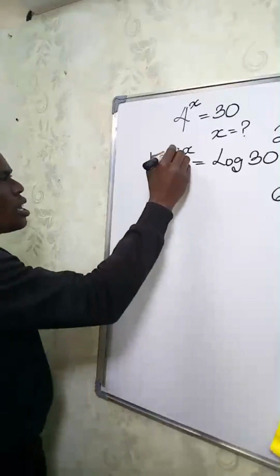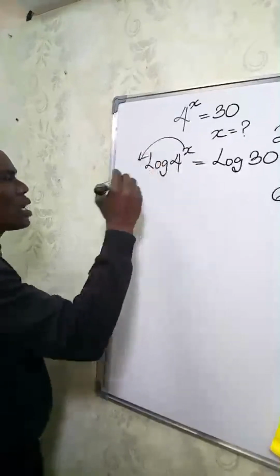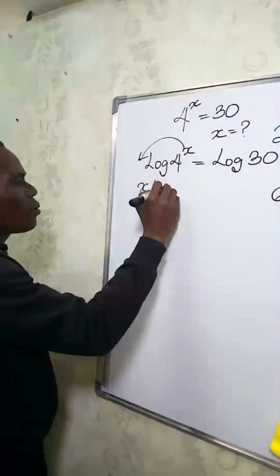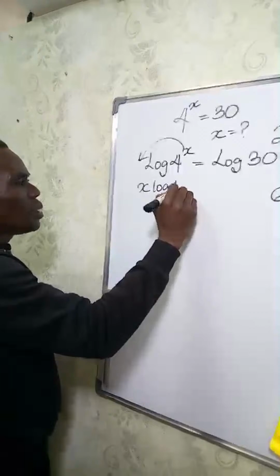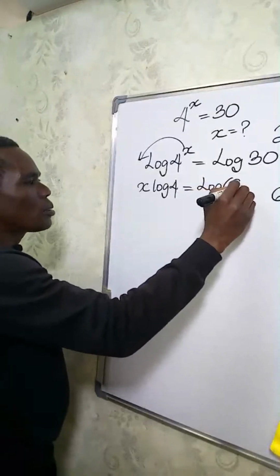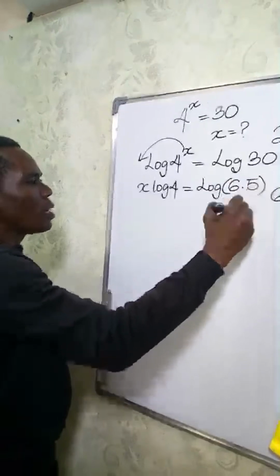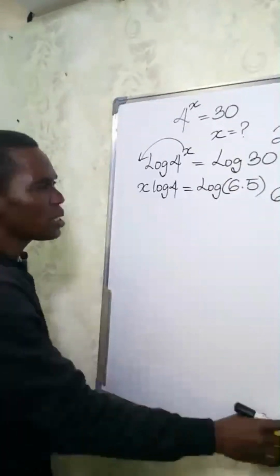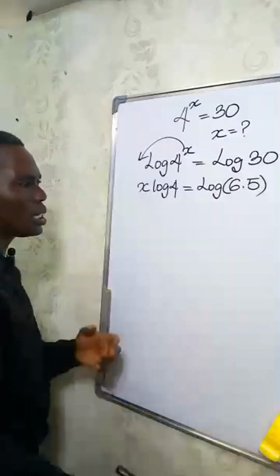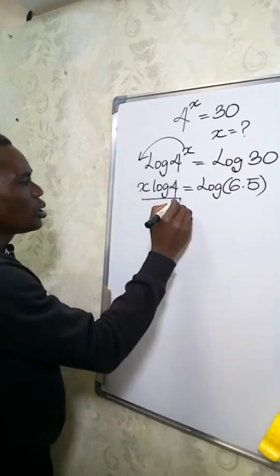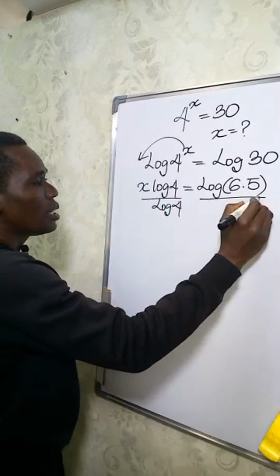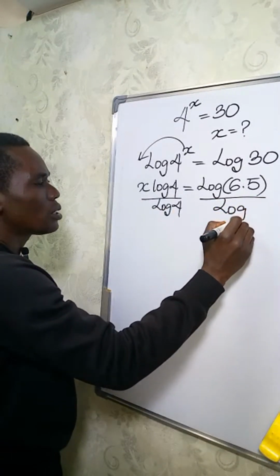So according to the law of logarithm, the power can easily come over here. And then we'll have x log of 4 equal to the log of 6 multiplied by 5, and that is equivalent to 30, right? And if we look at that expression very well, it's getting us somewhere. All we need to do is to divide both sides by the log of 4, and divide here by the log of 4.